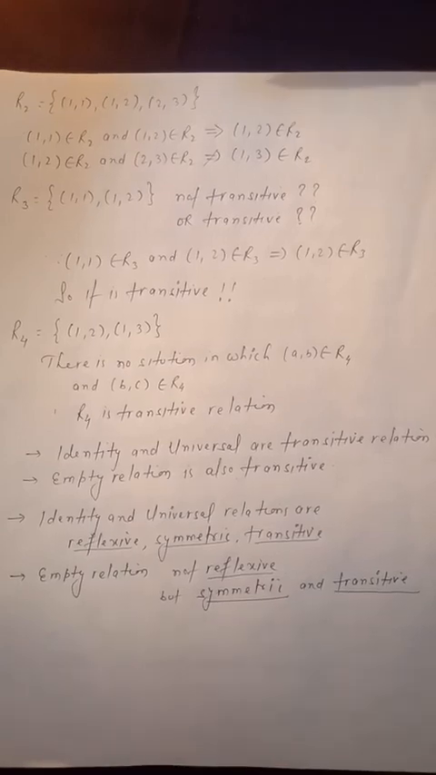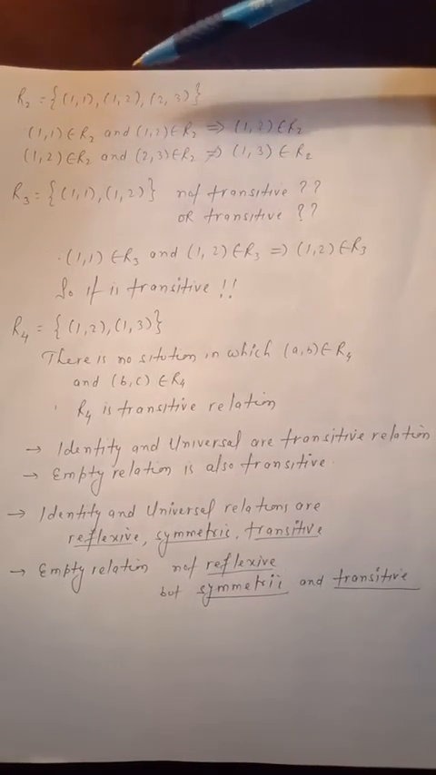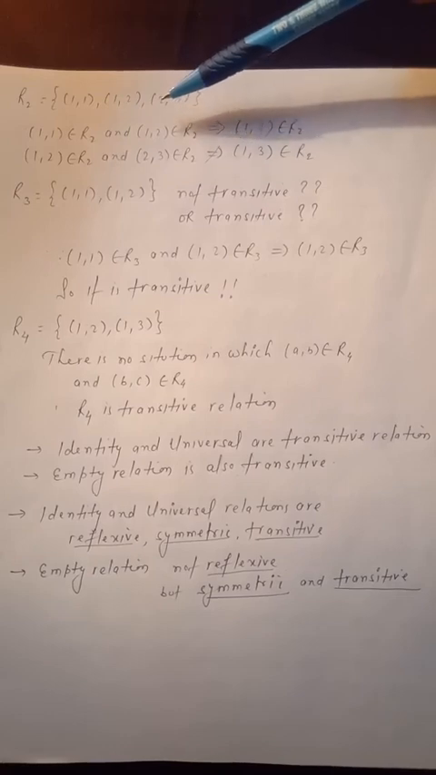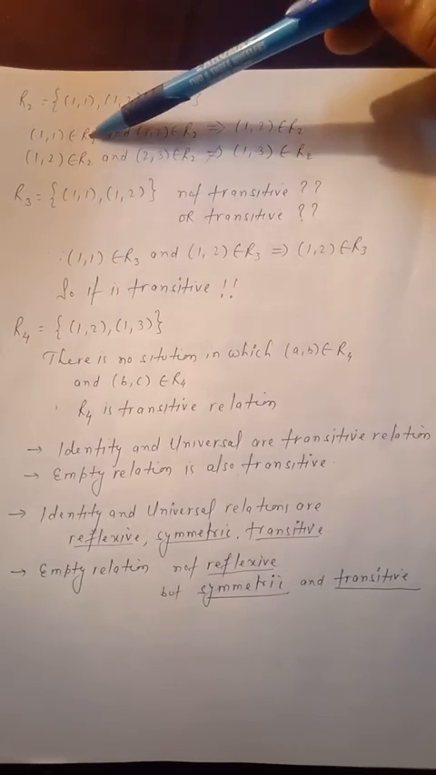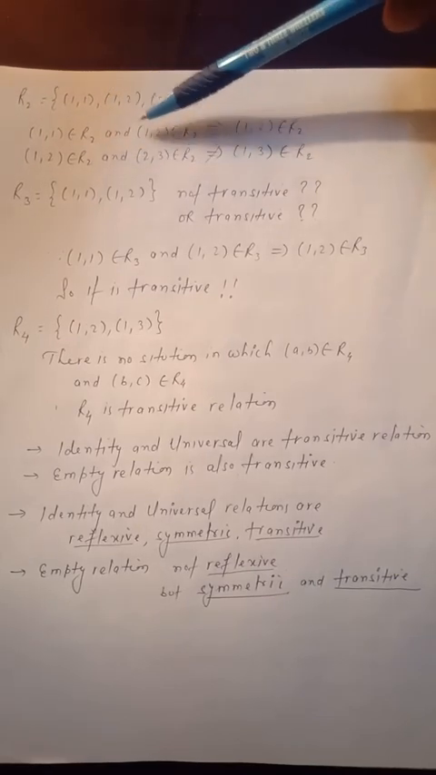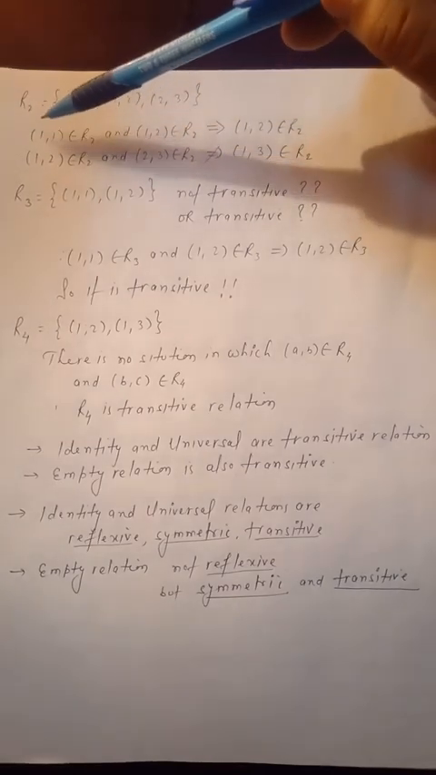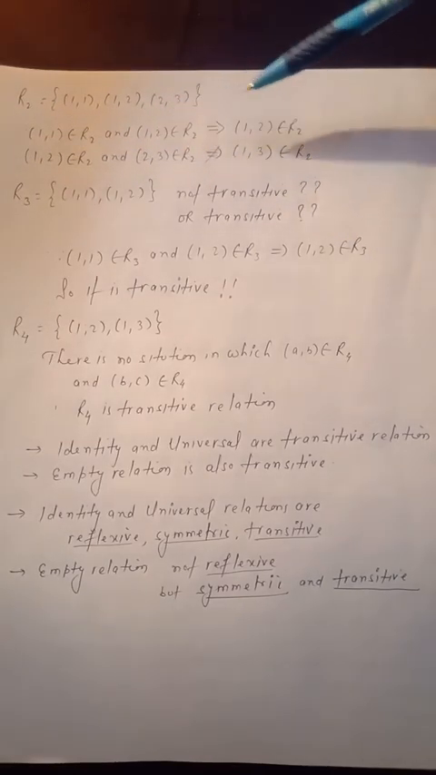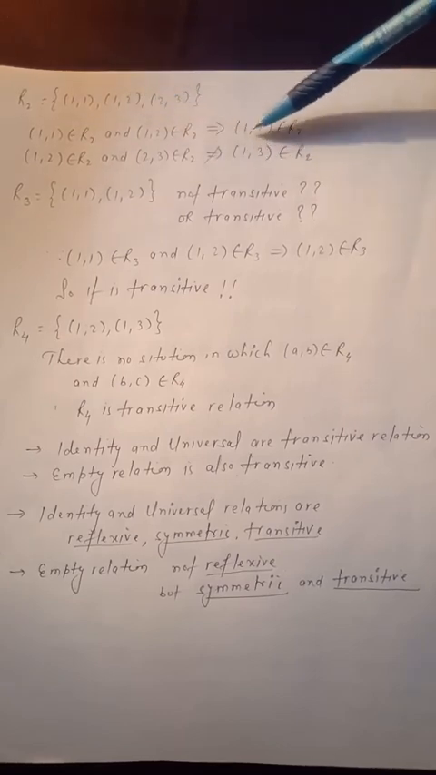Yeah, take this example. This is very important. Now here R2 is 1 comma 1, 1 comma 2 and 2 comma 3. We have to check whether it is transitive or not. Take one by one. 1 comma 1 belongs to R2 and 1 comma 2 belongs to R2. It means this first element 1 comma 2 must be in R2. Yes, 1 comma 2 is present.